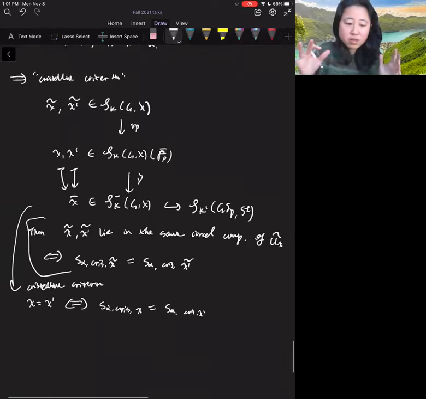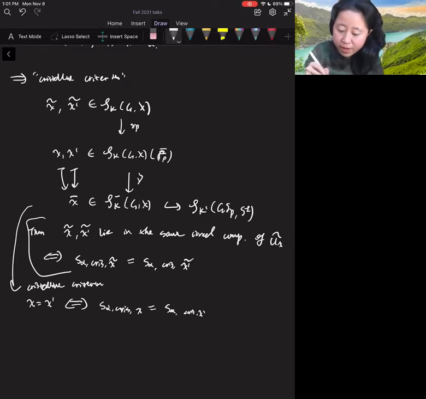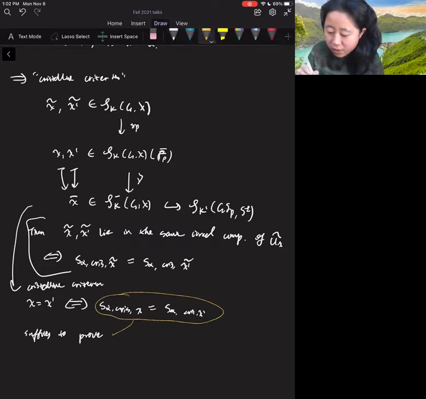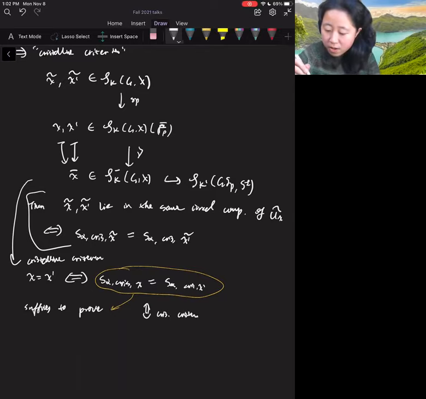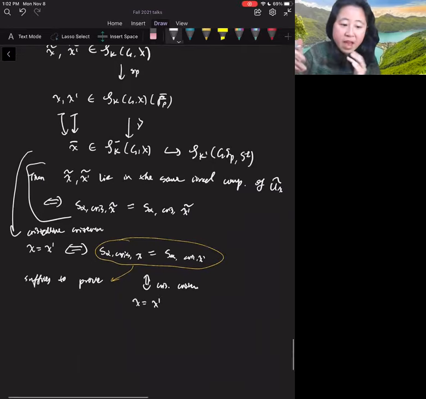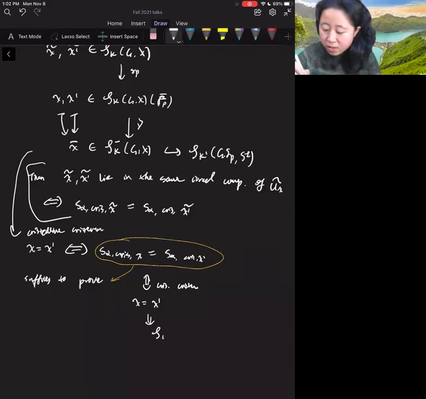So this is what I call the crystalline criterion, which is crucial to my proof. And now let me just say quickly how the proof should go. I just want to say that it suffices to prove this equality of crystalline tensors. Why is that the case? Because if you can prove that the crystalline tensors attached to the two mod p points that map to the same image point in Siegel space are equal, then by the crystalline criterion that I just said, this is equivalent to x equals x prime. And this would imply that this Zariski closure space is unibranch.